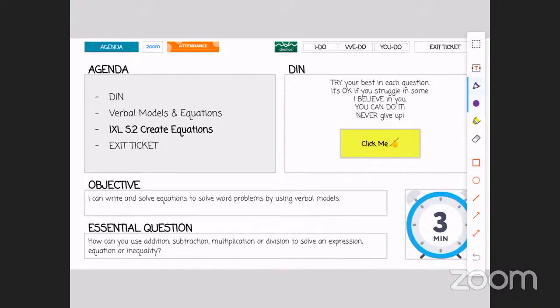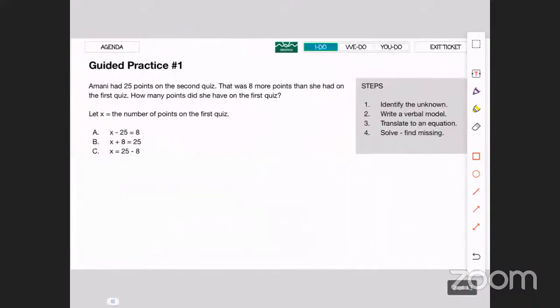So in this lesson, the objective is: I can write and solve equations in a word problem by using verbal models. Okay, so we're going to have a lot of verbal models, and we need to write down an equation and solve them. So this is today's lesson, and there is an exit ticket, and there is one assignment called S2, creating equations using verbal models. Okay, so let's take a look at the next slide.